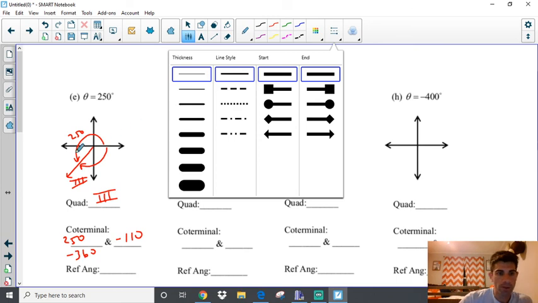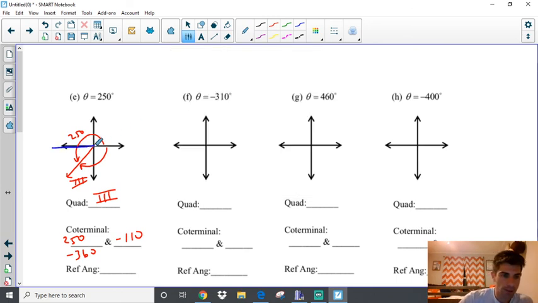Now let's grab our reference angle. Here's my x-axis. Here's my terminal ray. So right there, that is going to be your reference angle, and that's going to be 70 degrees. Again, because this is a straight line at 180, you can do 250 minus 180. That's going to give you the 70, or the other way around for positive.